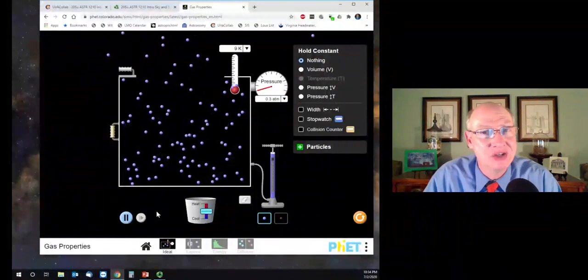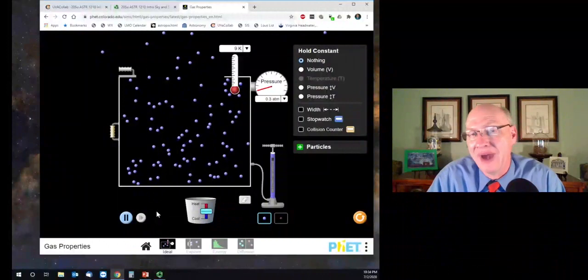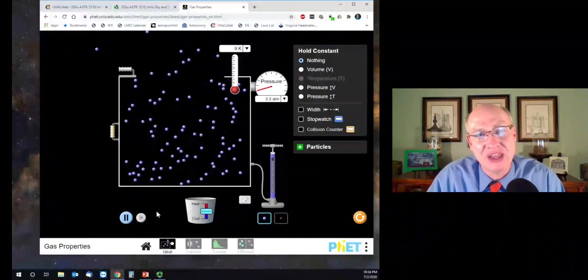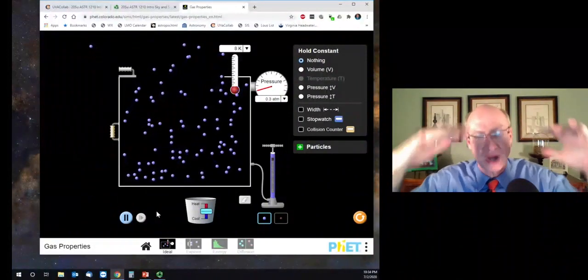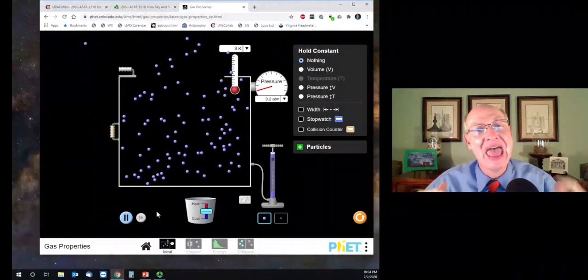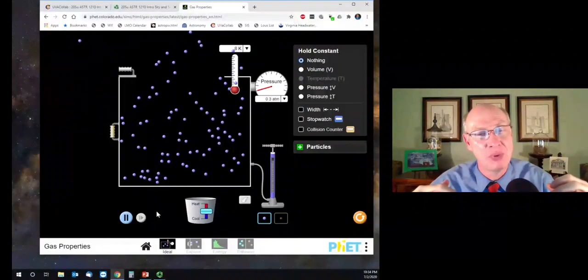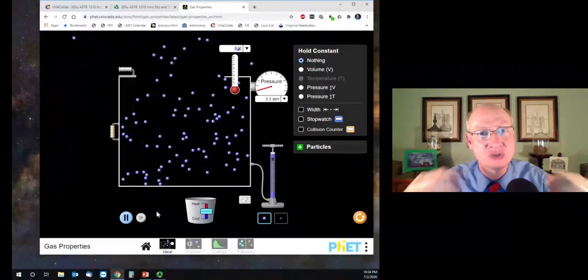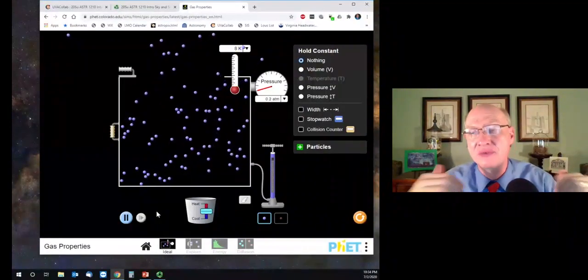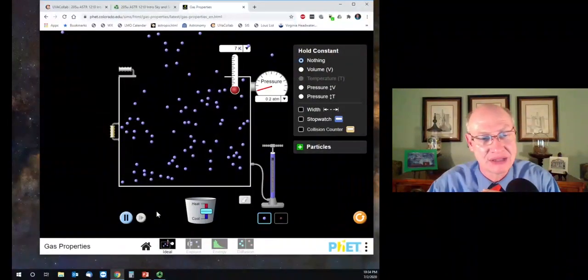Now, one thing that I can't do in this simulator is turn up gravity. If I turned up gravity, you would find that those molecules are held closer down to the surface. And that's simply because the force of gravity pulling on them, the acceleration from gravity, is greater. It makes it harder for those molecules to escape the box.